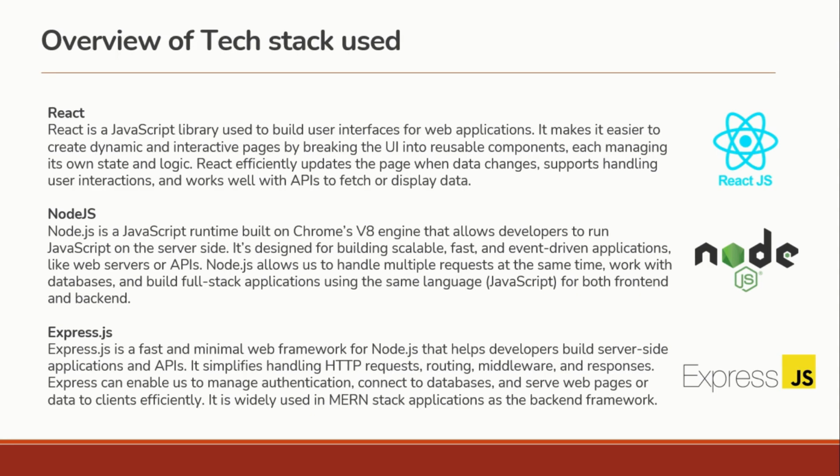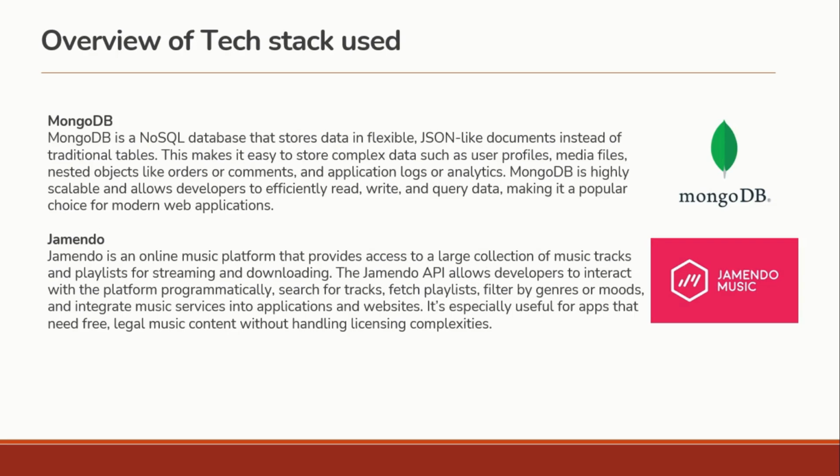Express.js is a fast and minimal web framework for Node.js that helps developers build server side applications and APIs. Express.js simplifies handling HTTP requests and responses. It can enable us to manage authentication, connect to databases, and serve web pages or data to clients efficiently. It's widely used in MERN stack applications as the backend framework.